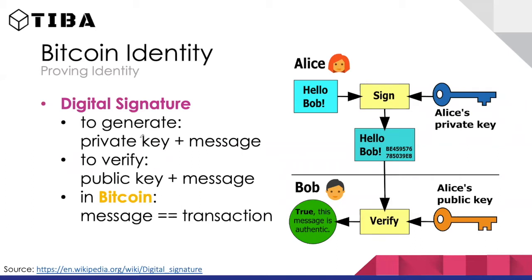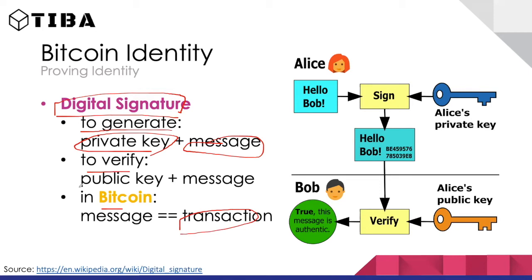So we talked about this in the last lecture, but let's just review it. As a way to prove that you own your Bitcoin, you need to have this thing called a digital signature. And the way to generate a digital signature, like we talked about last time, is that you need a private key plus the message. And in Bitcoin, the message is the transaction. And then to verify those, you need a public key plus the message.